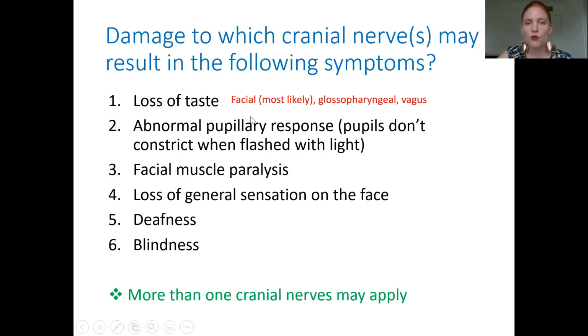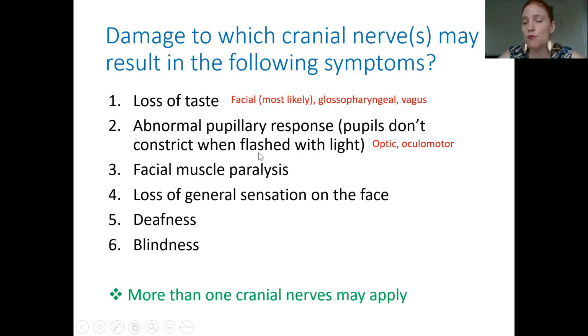Okay, so what would be damaged if the pupils can't constrict? There's 2 answers for this, because you have to think about bringing sensory information in, or you could also think about damage to bring motor information out. So what would bring sensory information in from the retina to the brain? That would be the optic nerve. And then the motor information out to cause the pupils to constrict, that would be the oculomotor nerve. Damage to either one of these would cause an abnormal pupil response where it wouldn't constrict when you shine the light into it.